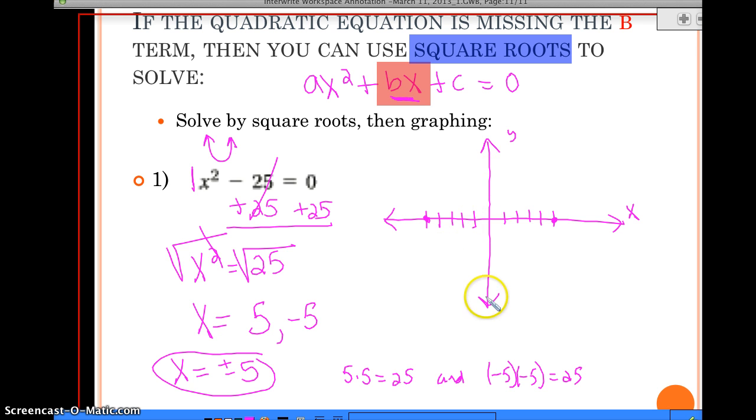So I'm not going to label my y-axes on purpose because I'm literally doing a sketch graph. I'm not sure where it actually takes its turn. But I do know that this would be a fairly good approximation of what that graph would look like, because the roots are negative 5 and positive 5, and I know that it opens up because the leading coefficient is a positive.